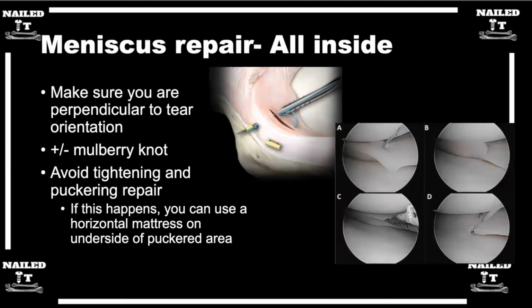And then are there any things to be on the lookout for? Say, for example, you've put your stitch in and then you notice that there's some puckering in the meniscus. Is there anything you do at that point? Do you take the suture out? Do you put a different suture in a different area? What do you do at that point?